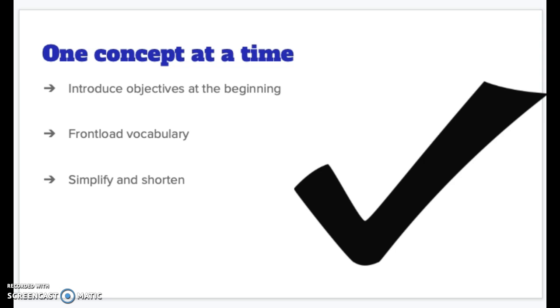One concept at a time, introducing only one concept at a time, not trying to do too much too soon. Introducing the objectives at the very beginning of a lesson. The students should know what they need to know before you even teach the lesson. Then it helps them to figure out what's important and what they really need to take in.